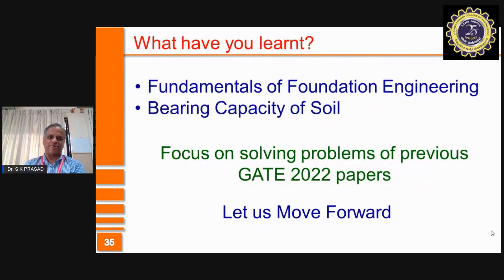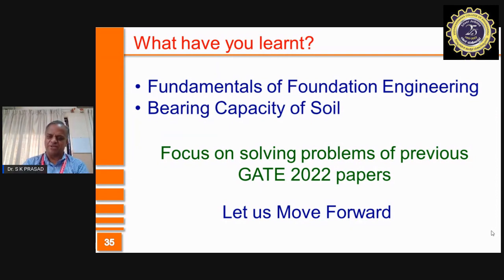If you just go back, the focus of this GATE training is to crack the questions of GATE 2022 papers. Hence, I solved a few problems in the previous class pertaining to foundation engineering, and also gave some brief introduction on foundation engineering. Of course, bearing capacity happens to be the most important aspect. I did cover some aspects of that, and I'll continue further on the same.